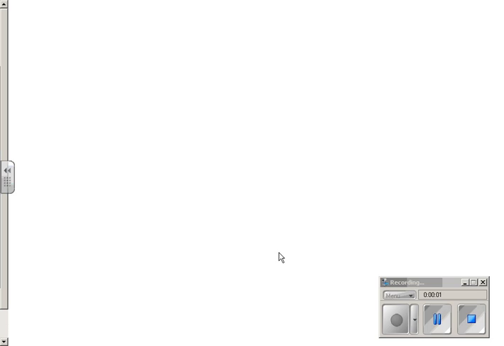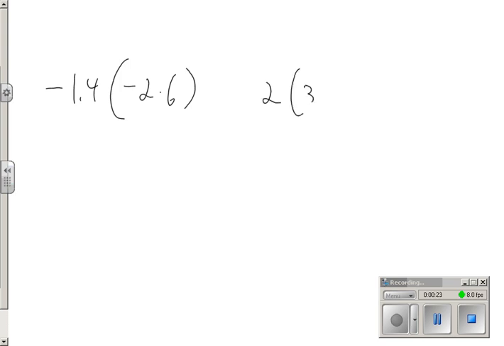Okay, let's try some practice questions from page 57, Show You Know. The first Show You Know at the bottom of page 57 says negative 1.4, and this is bracket negative 2.6. Now what the expectation is here is that you understand that when you have a number, let's say 2, next to another number like 3, this is the same thing as saying 2 times 3.